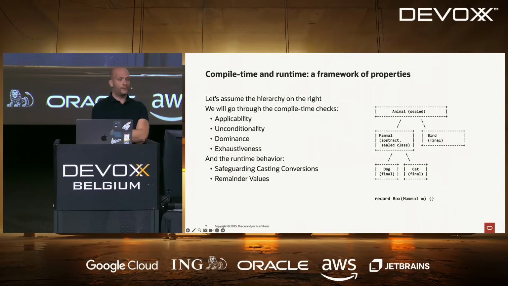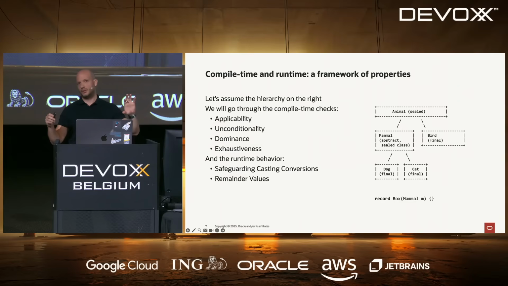We are going to go through the compile time checks: what applicability is, unconditionality, dominance, exhaustiveness, and the runtime behavior about safeguarding casting conversions. And we're going to talk a little bit about values that can flow through a switch, through our pattern matching, even though our switch is exhaustive.